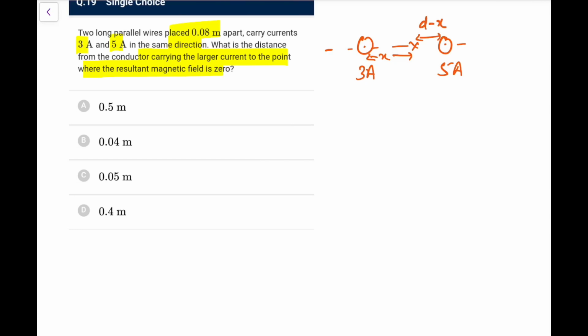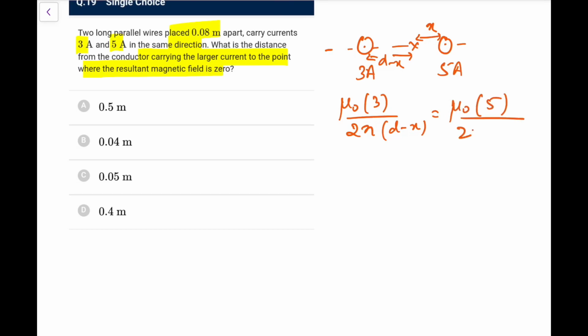So here we can make out both fields are opposite, so their magnitude must be the same to cancel out. So mu naught into 3 upon 2 pi. We have to calculate the distance from the larger one, so reverse it, it would be better. Take it to be x, take it to be d minus x. So 2 pi into d minus x would be equal to mu naught into 5 into 2 pi into x. So this 2 pi goes, so 3x is 5d minus 5x.